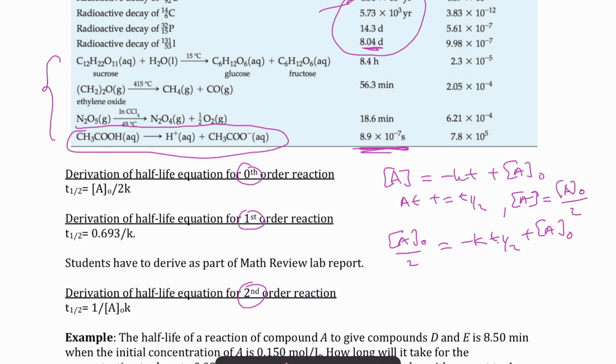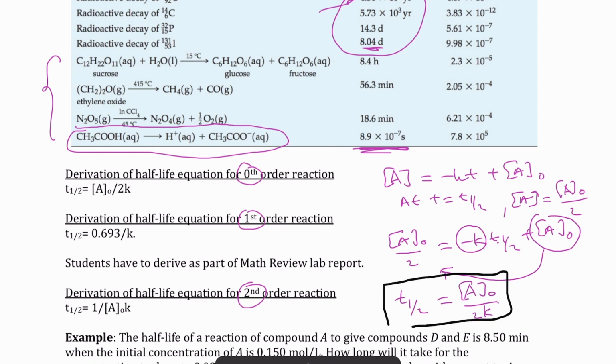So you can see that if you bring the A naught to the other side, you get negative half A naught. And then bring the k to the other side, you will be dividing by negative k. So the final expression will be A naught over 2k. That would be the half-life expression for a 0th order reaction. And you can see that I had also written it right here for you.